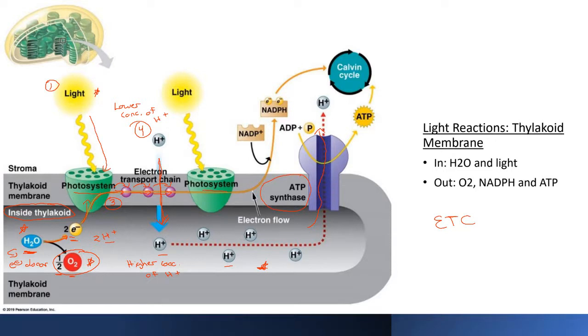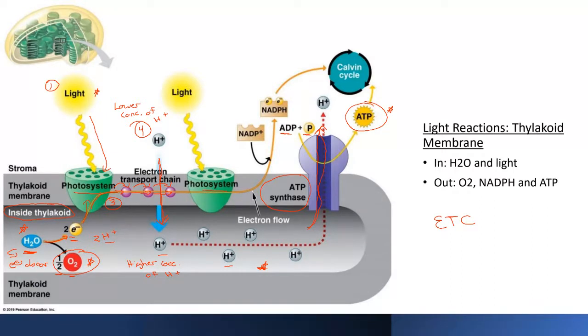As hydrogen ions move from an area of high concentration to low concentration, that energy is used by ATP synthase to make ATP, okay? To grab an ADP molecule, grab a phosphate group, put them together, and make, bing, bada, boom, ATP. Does that make sense?